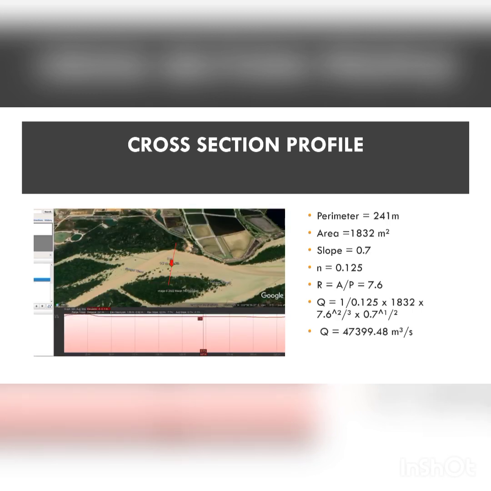For the last cross-section profile, the perimeter is 241 meter. The area is 1,832 meter square. The slope is 0.7. So the calculation for water flow is 47399.48 meter cube per second.